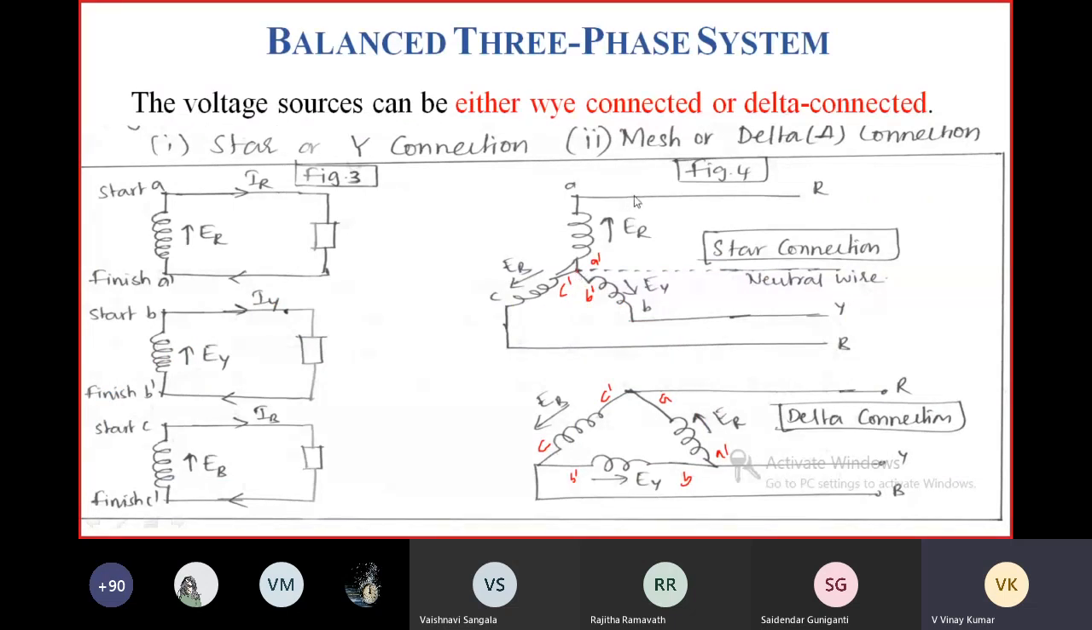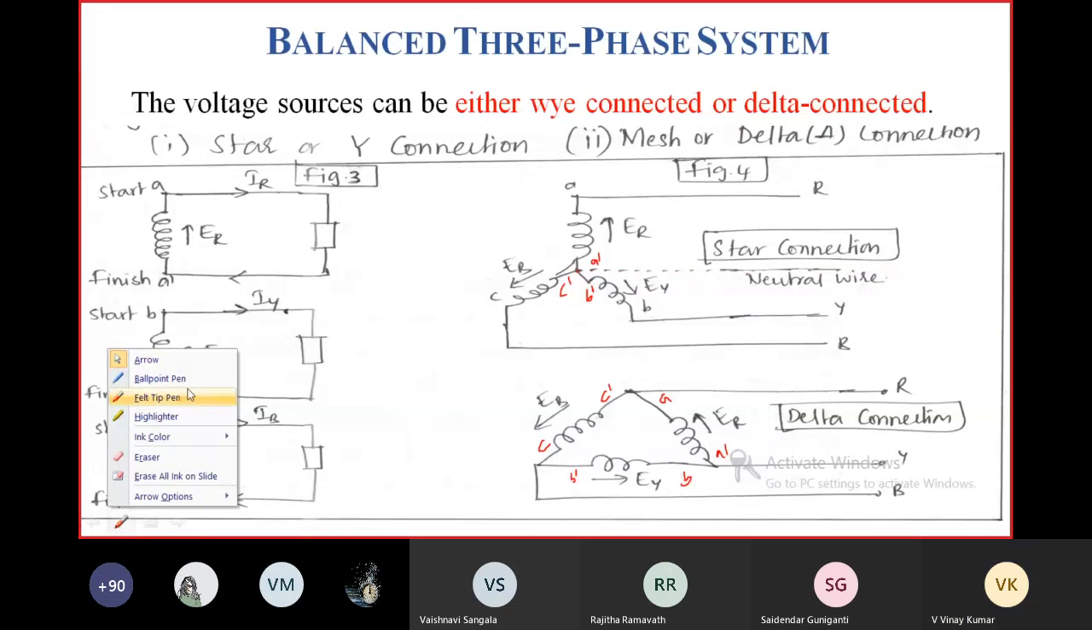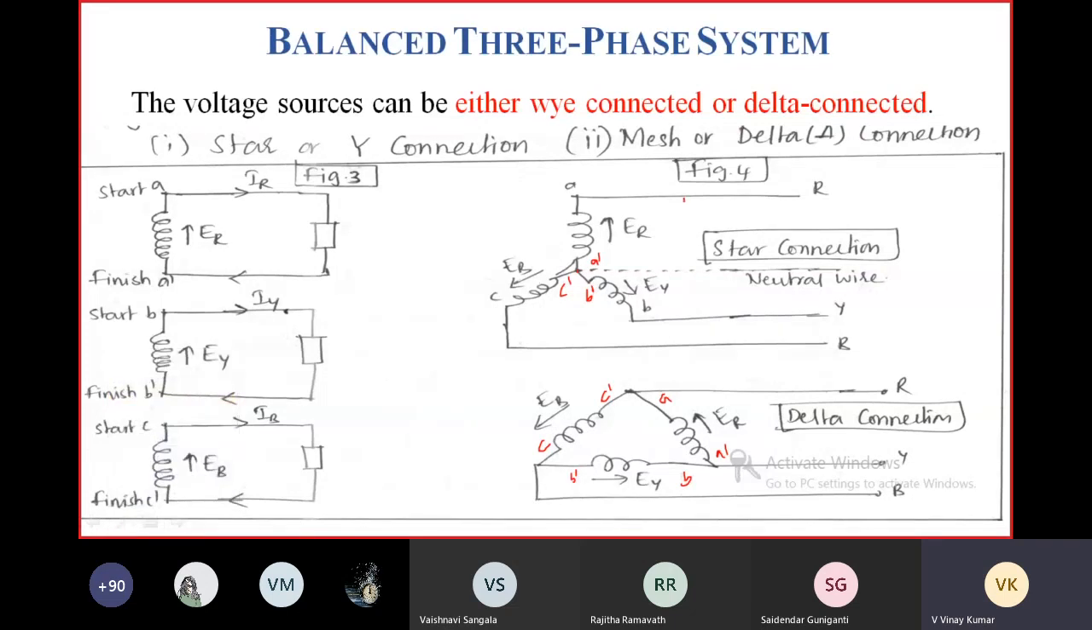This is line R, this is line Y, this is line B. We have three lines. Again here also we have three lines: line R, line Y, line B. The voltage between line to line is called line voltage. This is line voltage, you can say VRY.